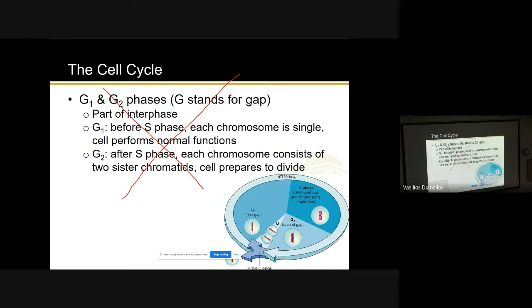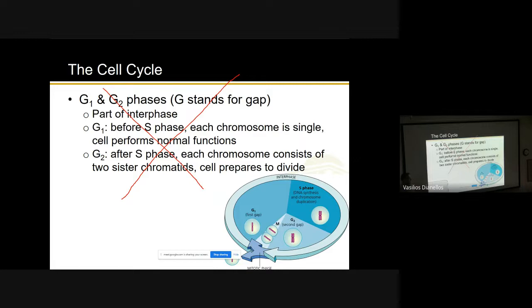And of course, your book points out also that at this point, your cell is preparing to divide. Depending on what kind of cell it is, it could be doing nothing but preparing to divide, or maybe it's still doing its normal function a little bit but doing a lot more preparing to divide, or maybe just doing a lot of its normal function and a little bit preparing to divide. It depends on the type of cell.